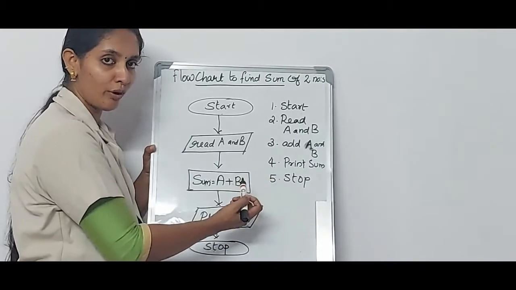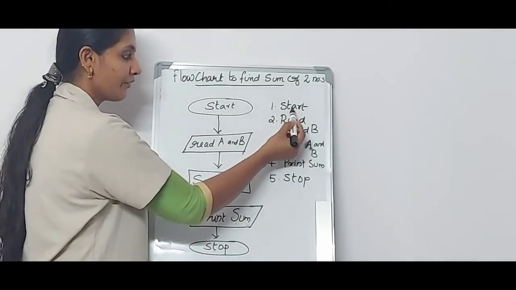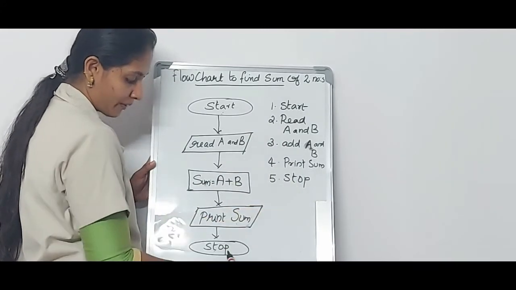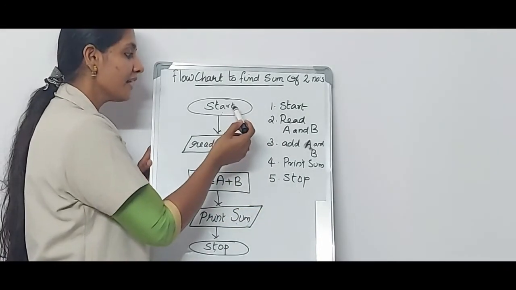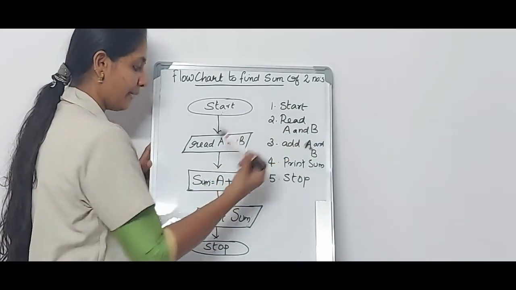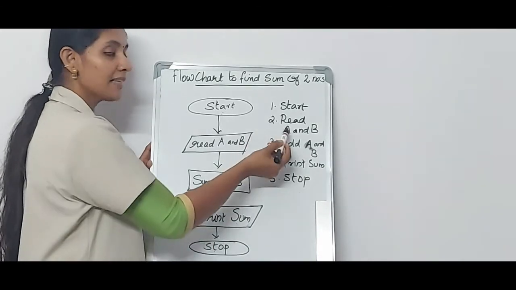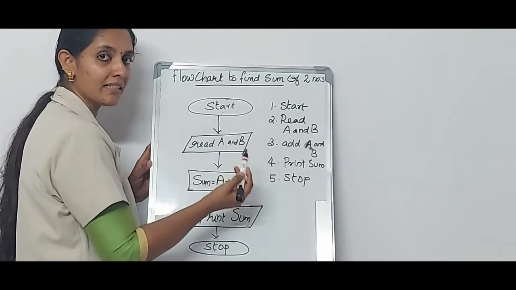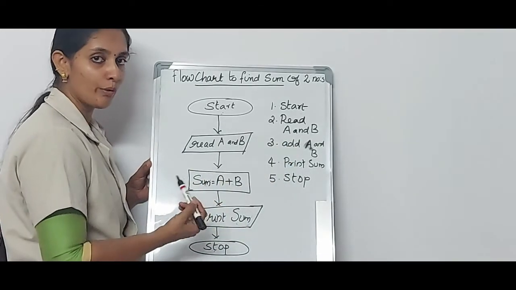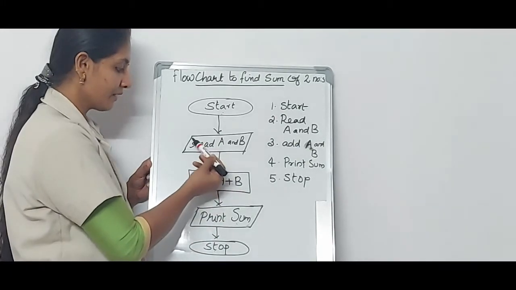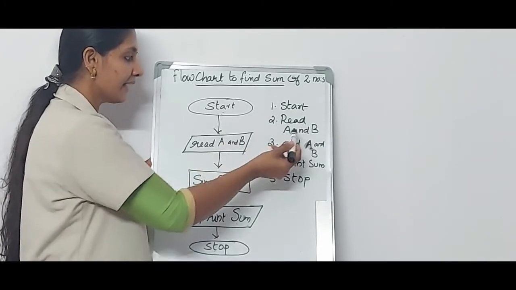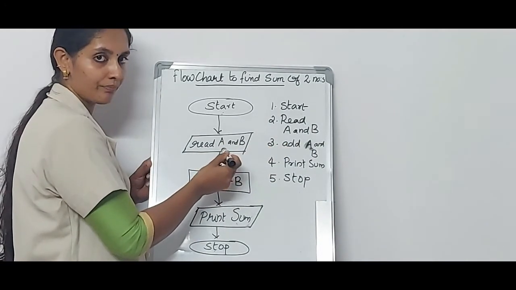So let's draw the flowchart of this algorithm. So the first step, start. And the last step is stop. So oval shape is used to represent start and stop. Then second one, read A and B. That is, this is input to the program. A and B is input to the program. So we can represent these inputs and output also we can represent using this parallelogram. So we can write this read A and B in parallelogram.